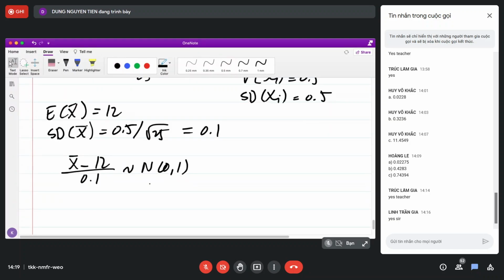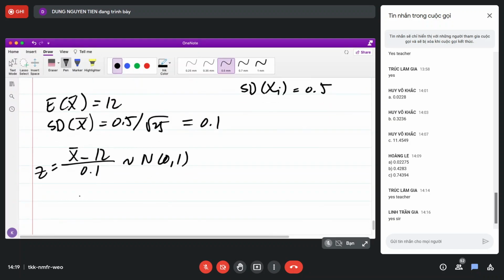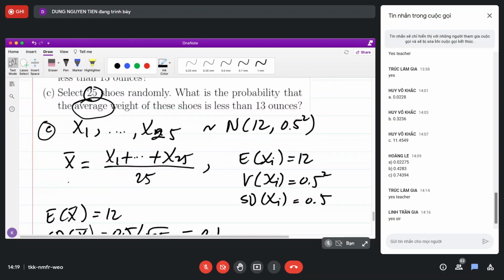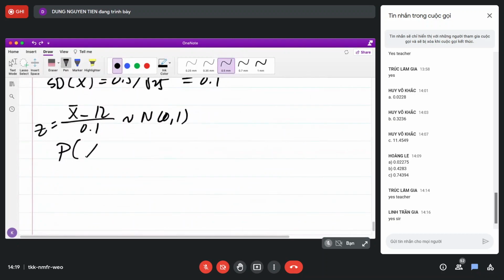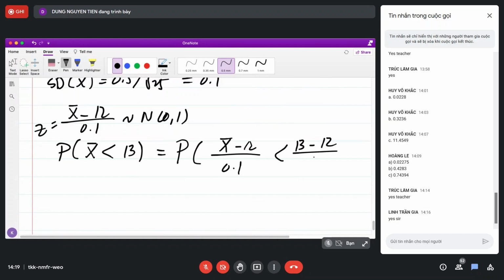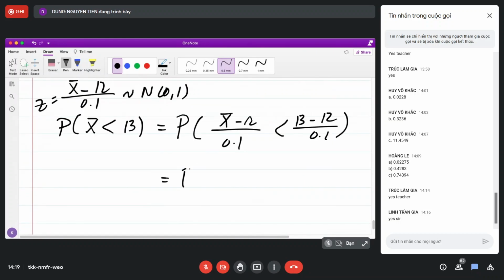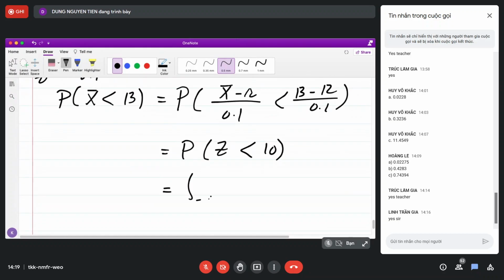All right, and denote this one by Z. Now I want to find the probability that the average value X bar is less than 13. That would be the probability that (X bar minus 12) over 0.1 is less than (13 minus 12) over 0.1. And then you get the probability that Z is less than 10. So I get the integral from minus infinity to 10 of 1 over the square root of 2 pi, e to the minus u squared over 2, du. And that is approximately 1.